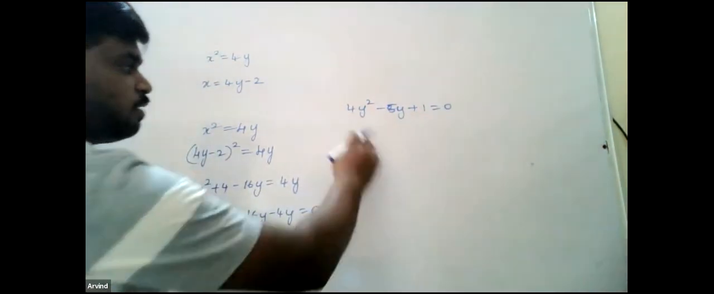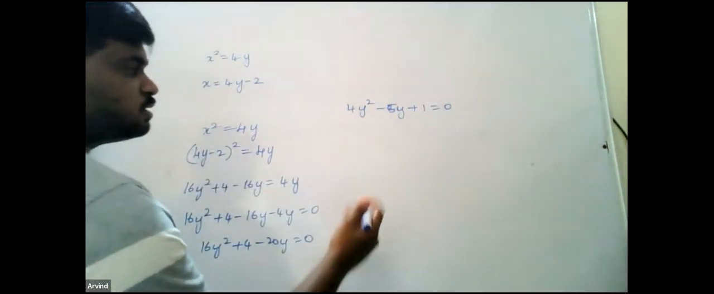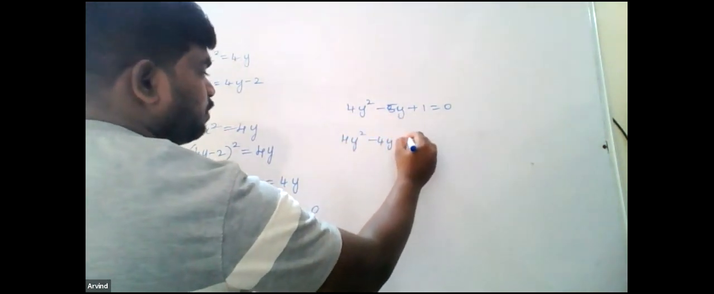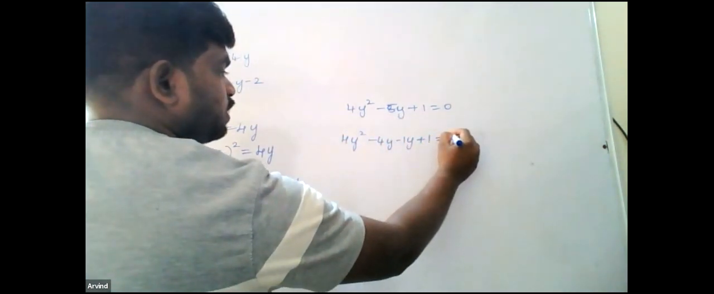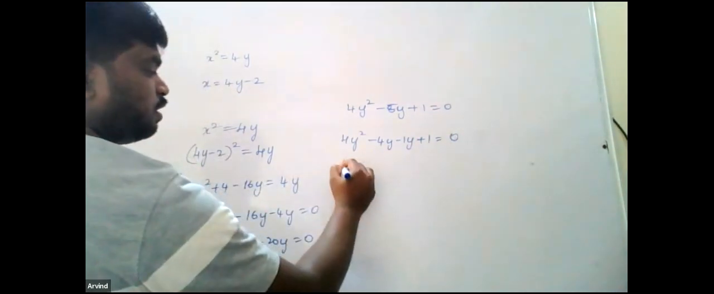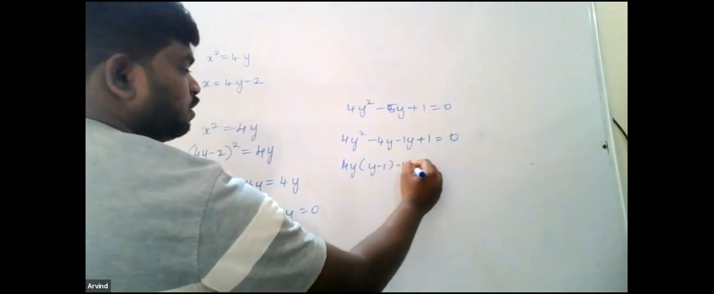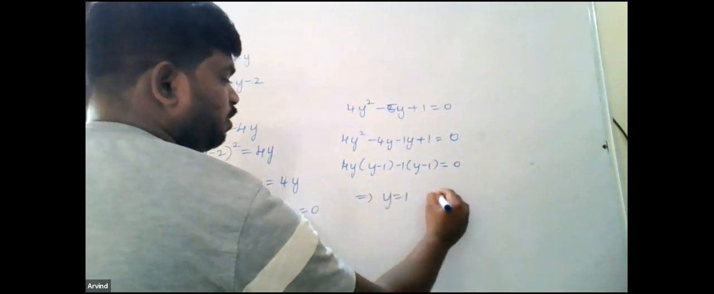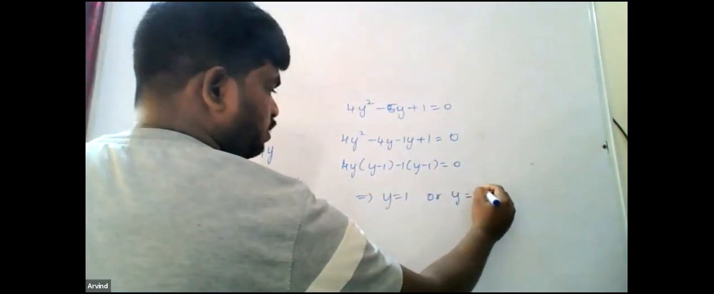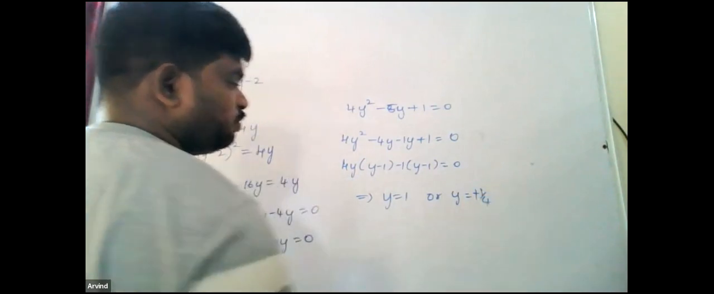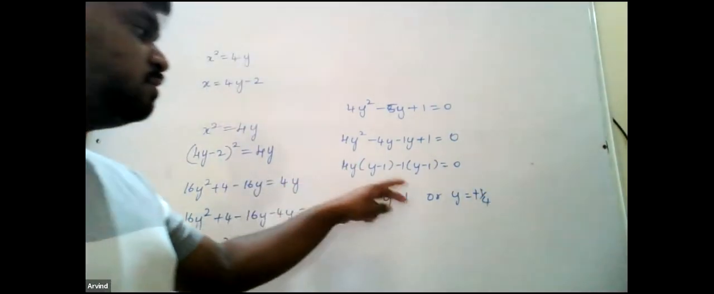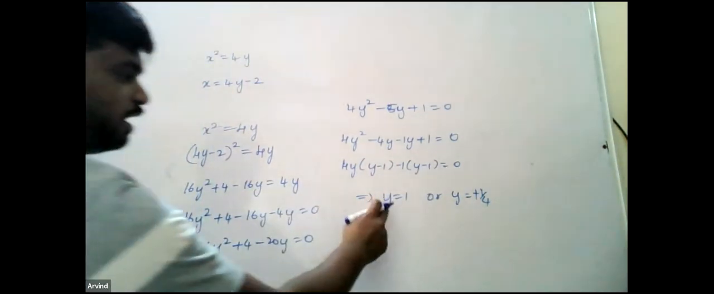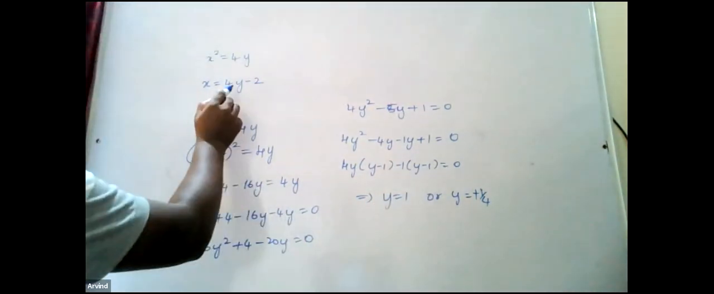If you write it in the standard form of a quadratic equation, it comes like this. Simplify it. Splitting the middle term, it is minus 4y minus 1y plus 1 is equal to 0. Therefore, you can take 4y as common, y minus 1, again y minus 1. So if you simplify it, y will be 1 or y will be 1 by 4. Y is 1 or y is 1 by 4. So when y is 1, what will x be? Let's check it out.